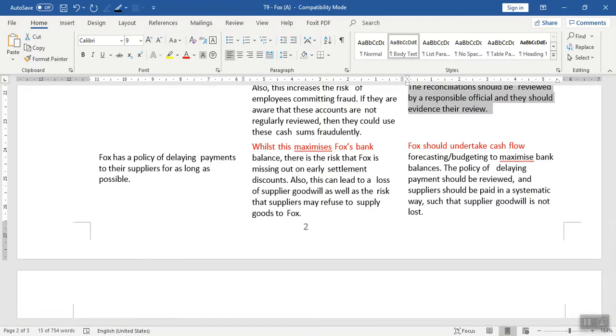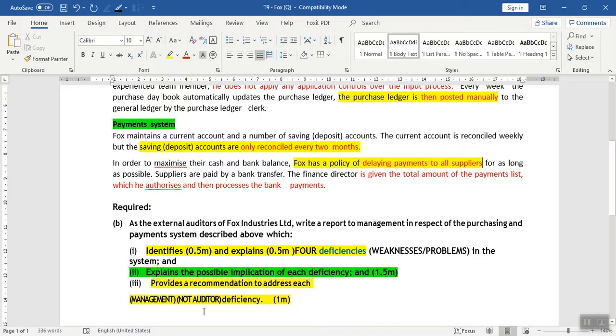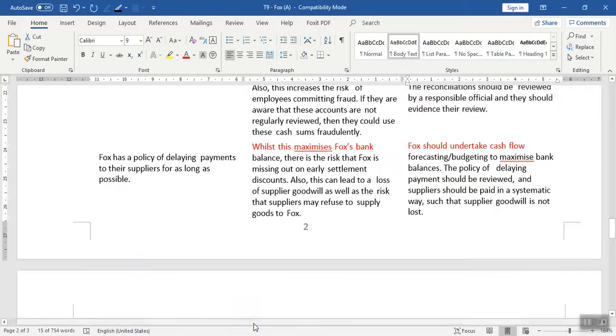Okay, so what we want to focus on here is that if Fox delays payment to the supplier, maybe Fox is unable to enjoy the earliest discount. You know or not, under credit, the supplier sometimes will give a period. Hey, if you pay me within 10 days, I give you 10% discount. If you pay me within 20 days, I give you 5% discount, something like that. If the company delays, this company is unable to enjoy the discount, and the supplier also might not be happy. Okay, so here we identify that Fox has a policy of delaying payment to the supplier as long as possible.